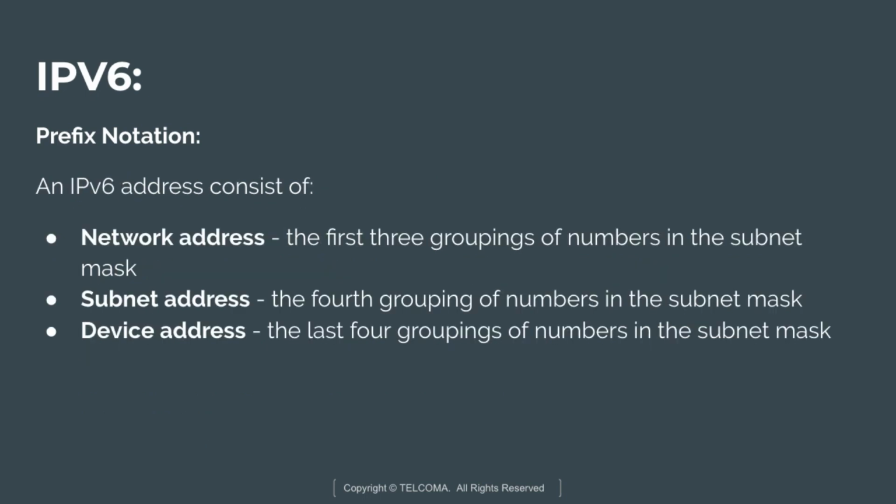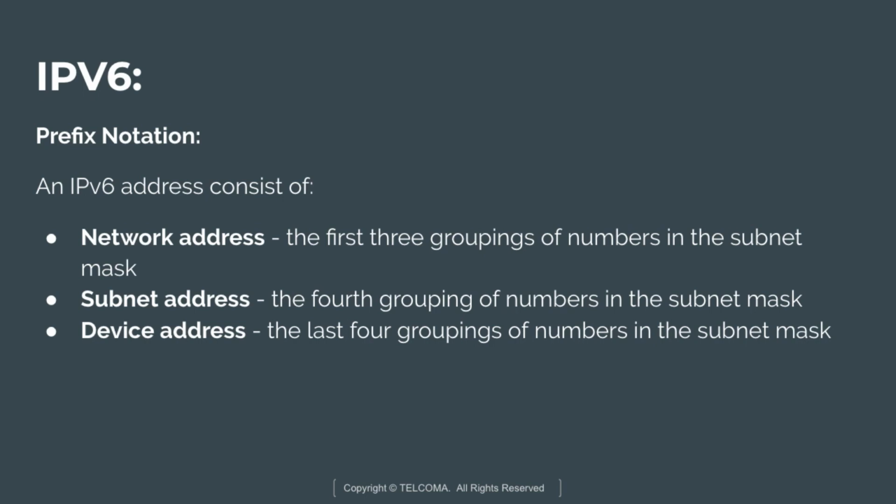Next we will discuss how the IPv6 address consists of a network address, a subnet address, and a device address. These are the parts of the IPv6 address. The network address is the first three groupings of numbers, which are the first 48 bits that represent the network address. Then the subnet address is the fourth grouping of numbers, that means bits 49 through 64 are the subnet address, whereas the device address is the last four groupings of numbers, that is, the last 64 bits.